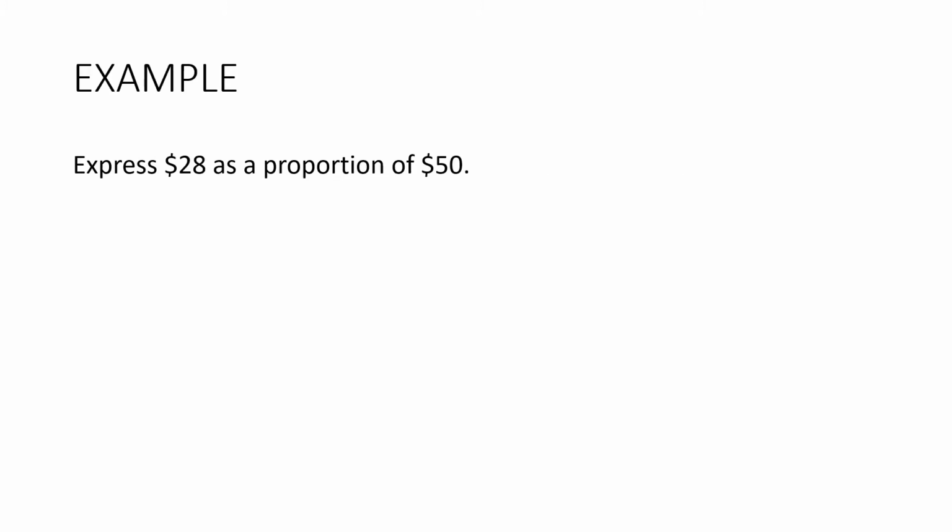Here's another example. Express $28 as a proportion of $50. That means write it as a fraction. So we're going to do $28 out of $50. We need to reduce it down. Let's halve top and bottom. We get 14 out of 25, and that's actually as simple as it gets.